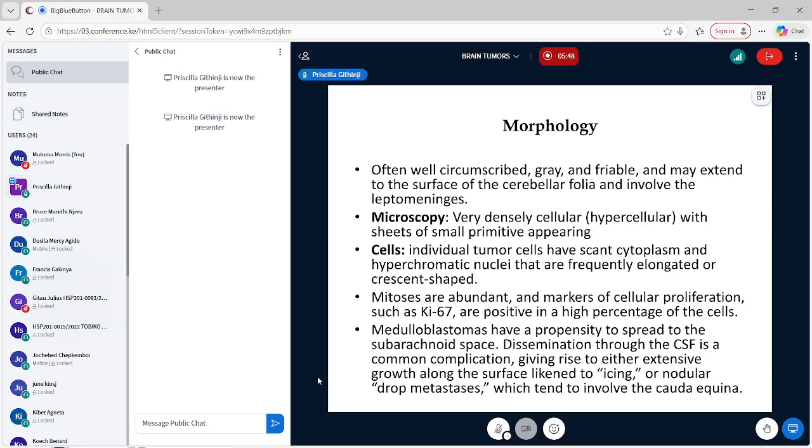Medulloblastomas usually can have dissemination through the CSF as a common complication, giving rise to either extensive growth along the surface, likened to icing, or nodular drop metastasis, which will extend to grow downwards to involve the cauda equina. Of course, you know from your anatomy, the cauda equina is usually found around the lumbar sacral area.